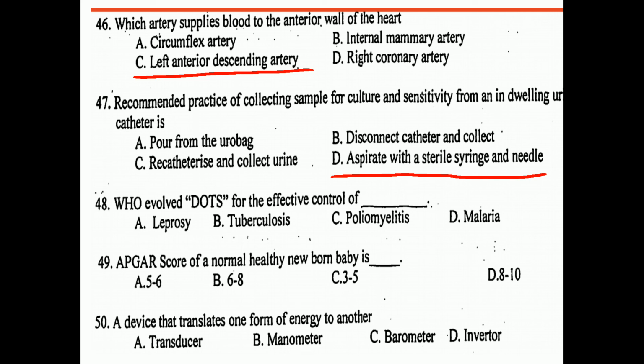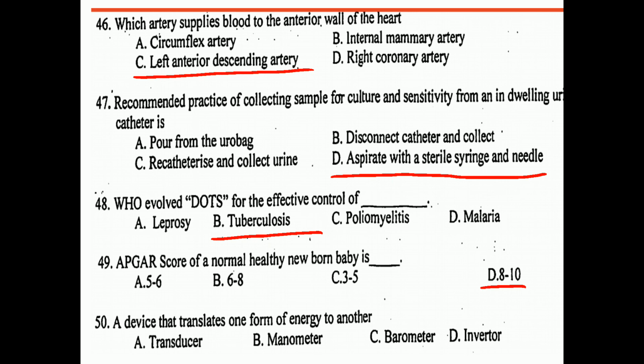Question number 48. WHO evolved DOTS for the effective control of option A, leprosy, B, tuberculosis, C, poliomyelitis, D, malaria. The correct answer is B, tuberculosis. Question number 49. Apgar score of a normal healthy newborn baby is. Options are A, 5 to 6, B, 6 to 8, C, 3 to 5, D, 8 to 10. The correct answer is option D, that is 8 to 10.